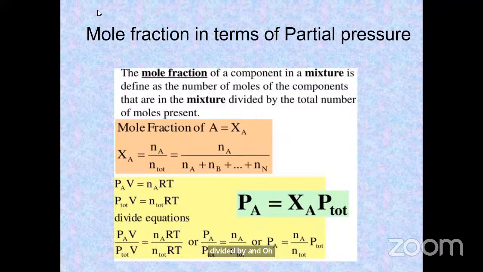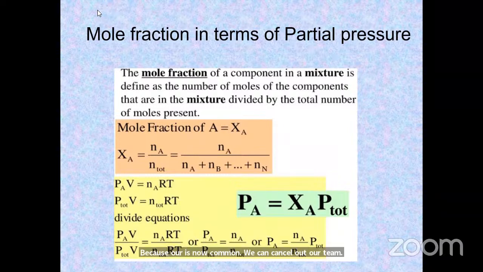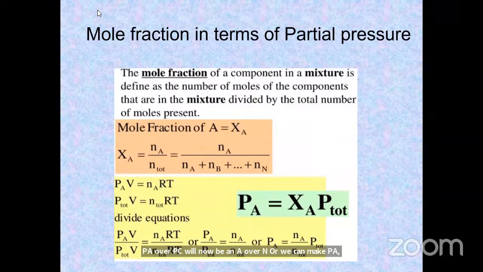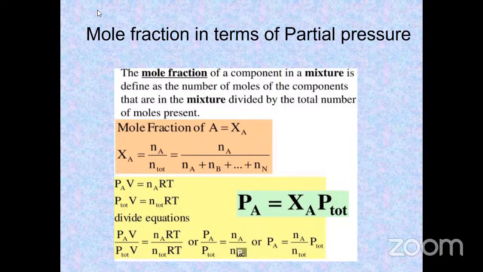Or if we decide to separate it, because RT is now common, we can cancel out RT. PA over PT will now be NA over N total. Or we can make PA the subject of the formula, and then we'll multiply PT by NA all over N total. Meanwhile, that NA all over N total, if you look above in the slide, is what we call the mole fraction. So we can actually say PA equals XA, the mole fraction, multiplied by P total.